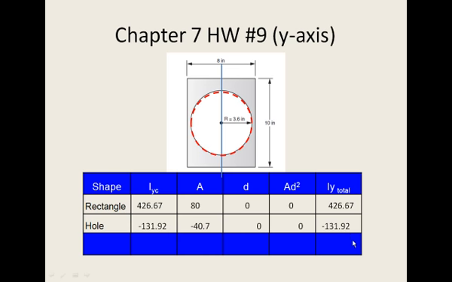We then sum up the I y total column, and that's going to give us 294.75 inches to the fourth, or you can round to 294.8 inches to the fourth.